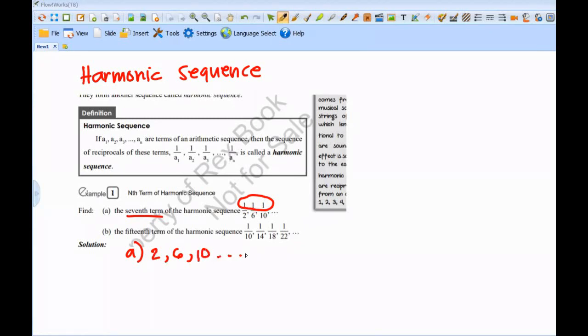Since we are looking for the 7th term, we have to find what type of sequence the denominator is. These are all arithmetic actually, and the harmonic sequence is the reciprocals of this arithmetic sequence. So what's the difference between 2 and 6, and 6 and 10? The difference is 4, right? So that is the common difference.